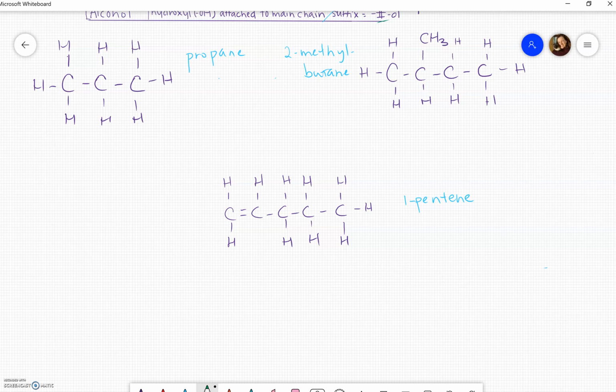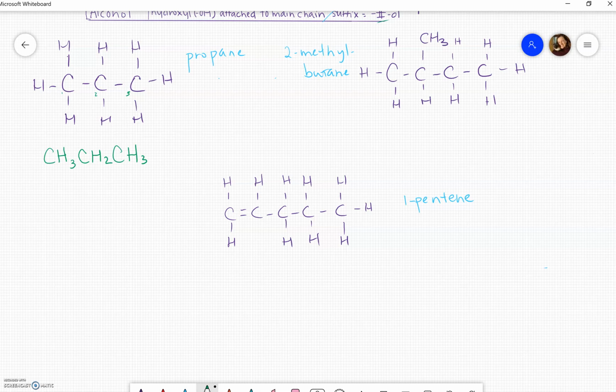So the condensed structural for this one, I have 1, 2, 3 carbons, and I'm going to take them each one by one. So I have a C that has 3 hydrogens around it. I have a C that has 2 hydrogens attached to it, and then finally I have another C with 3 hydrogens attached to it. That'll be the condensed of that one.